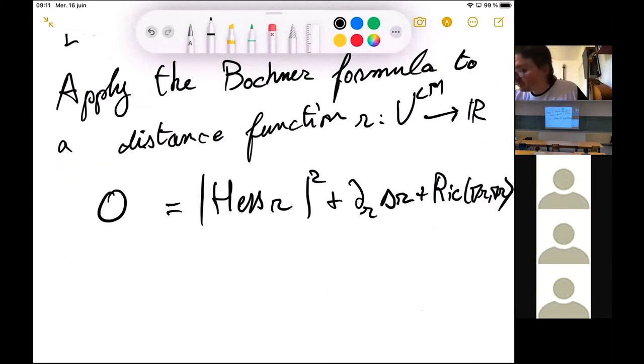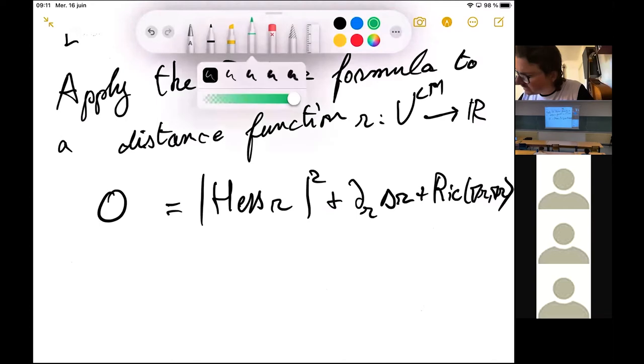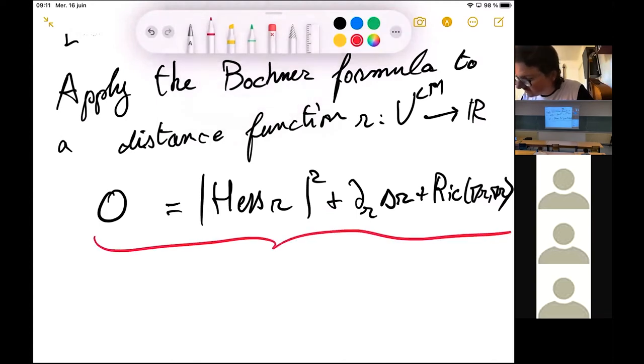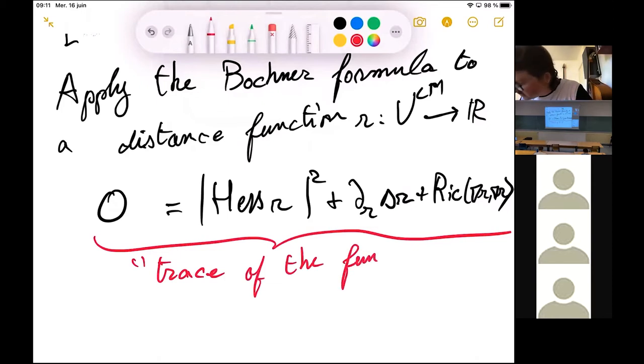Now, what should we do then? Maybe just a little interpretation. This is actually what you would get when you take the trace of the fundamental equation. So we could have gone with the fundamental equation for the Hessian of the distance function.